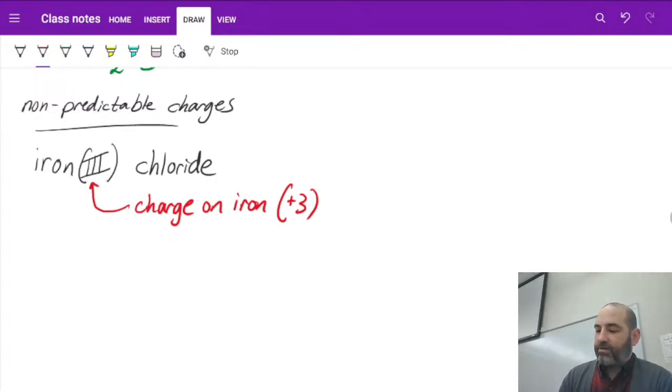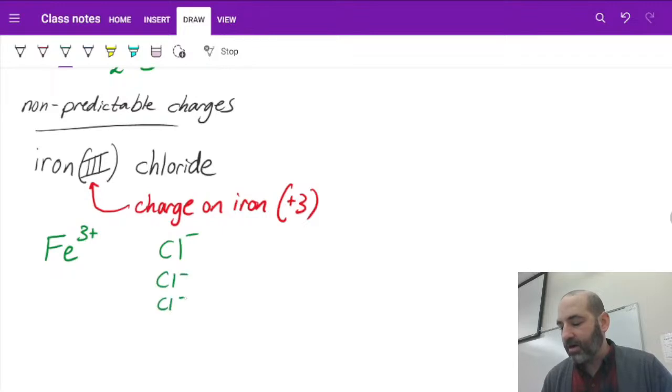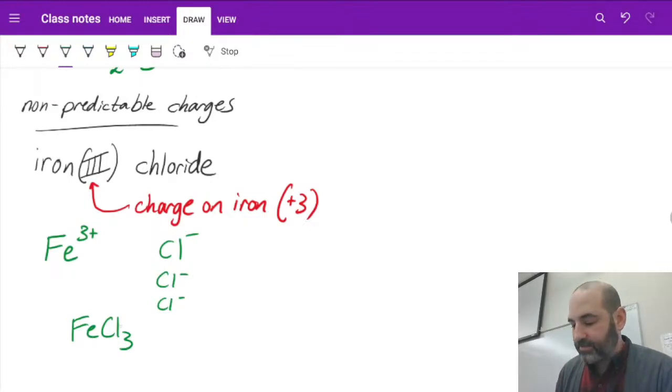So now we can write down our symbols, and we can say, all right, Fe, and it's 3 plus because that number in parentheses told us that we're talking about iron 3 here. And then chloride is the same chloride we've been talking about before, -1. So our compound is going to be 3 chlorides for 1 iron, or FeCl3. Notice that the 3 in parentheses is not the subscript on the iron. In this particular compound, it ends up being the subscript on the chloride, but that's just because this happened to be a -1 anion. That's not always going to be the case.